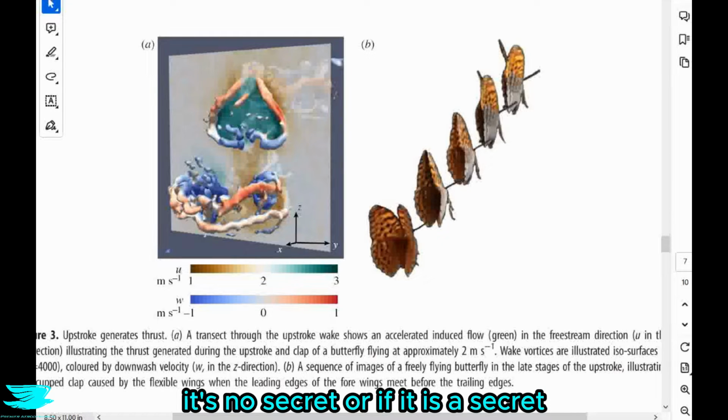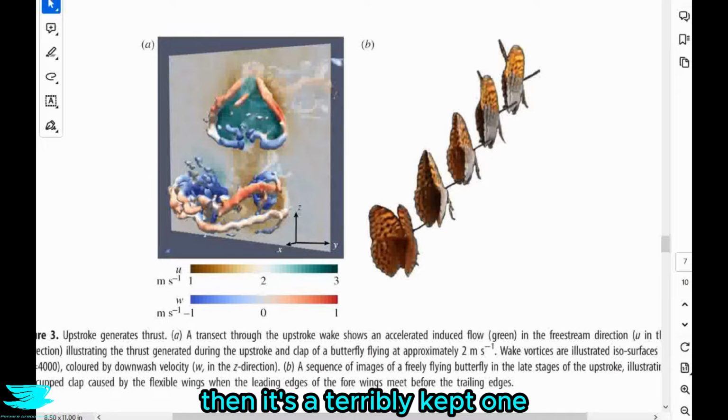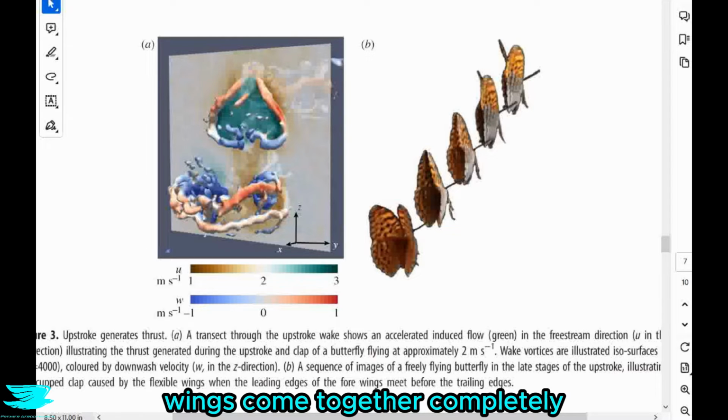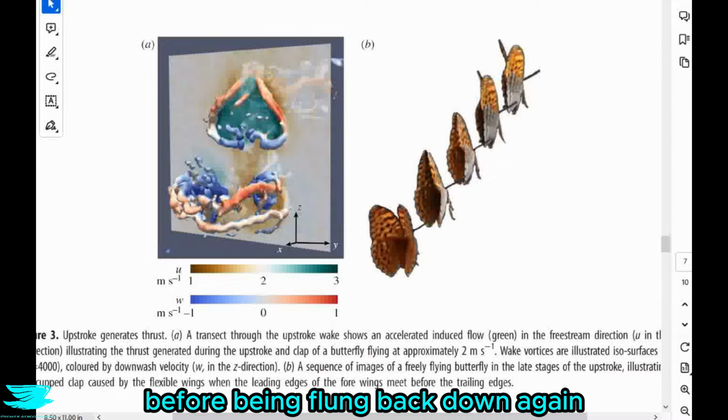It's no secret. Or if it is a secret, then it's a terribly kept one. I mean, it's not like they're just reeling around on the ground. But what's more, even from what we can deduce and have tested, it is clear that butterfly wings are way bigger than they need to be in order to fly. What we do know is that butterflies flap their wings, and on the upstroke, the wings come together completely before being flung back down again.